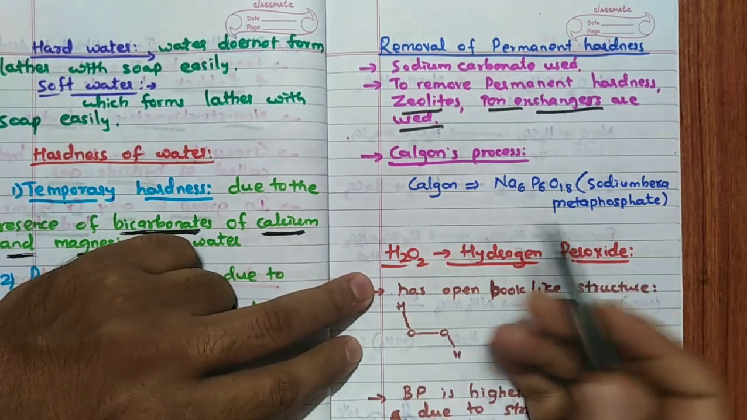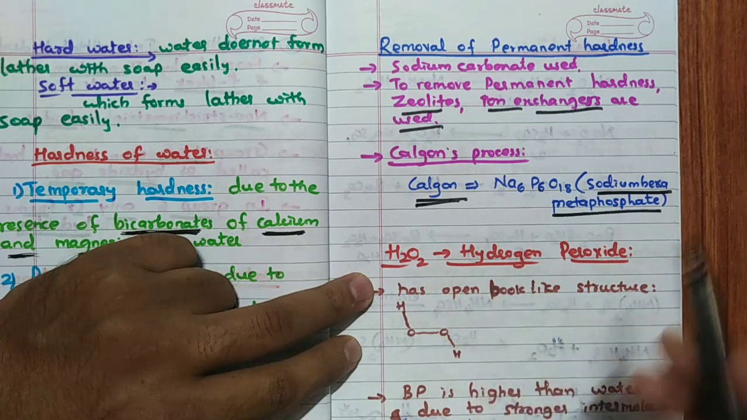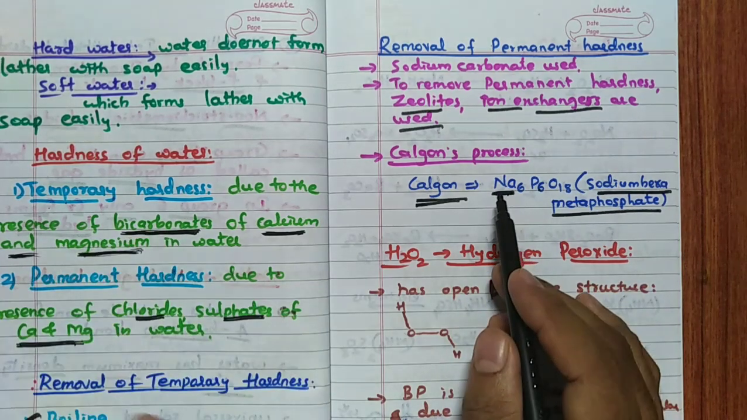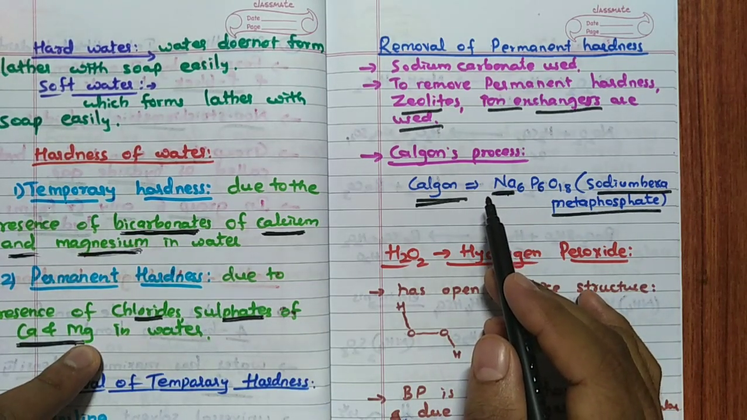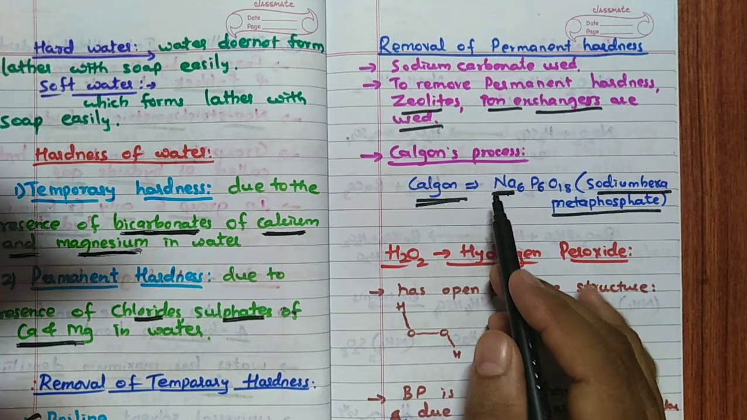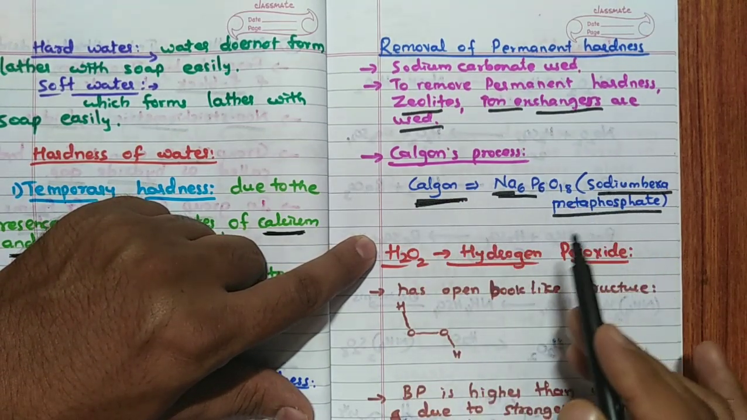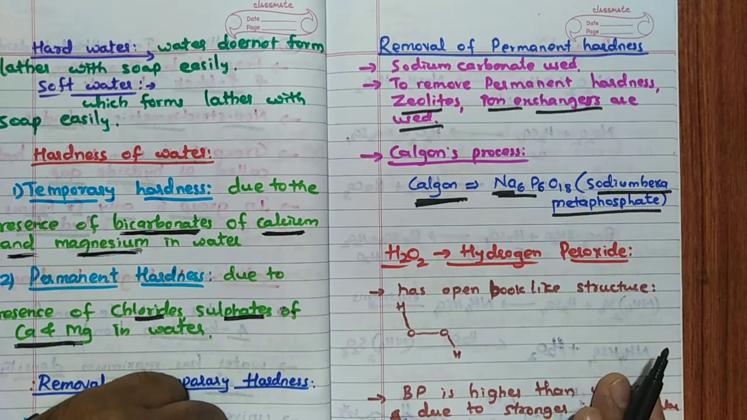Another important one is Calgon's process. Calgon, remember, is Na6P6O18, sodium hexametaphosphate. In this case, the sodium will replace, say, calcium or magnesium from the hard water, so that the water gets purified and softened. Remember, Calgon, the formula and the chemical name: Na6P6O18, sodium hexametaphosphate.